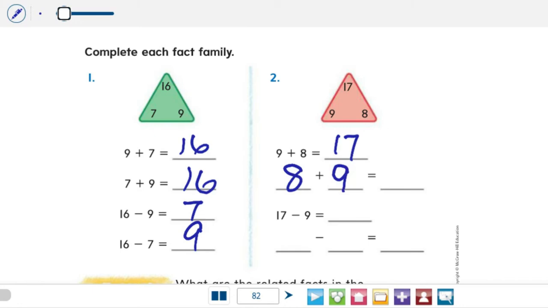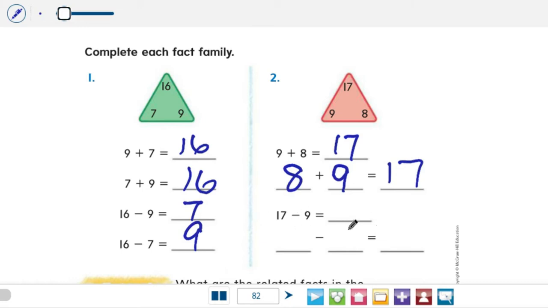So now I've got 8 plus 9, and what number haven't I used? Well, I have not used this 17. So that means I need to put my 17 right here. All right? They're different ones. If you ever find that you've got the same numbers in the same place, then you have not written a new fact, and you need to switch them around.